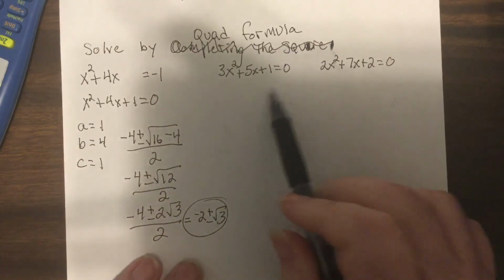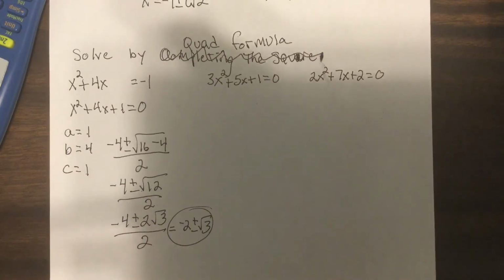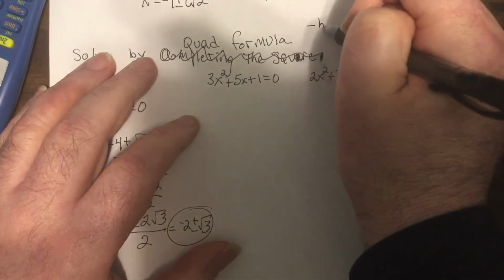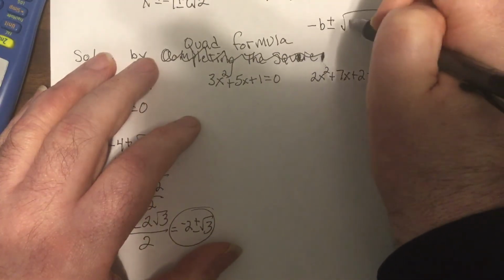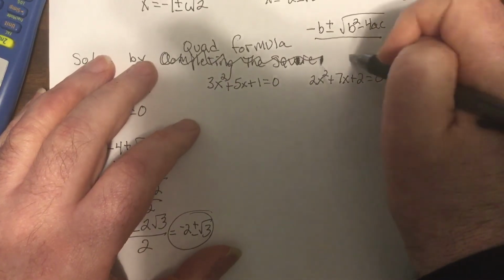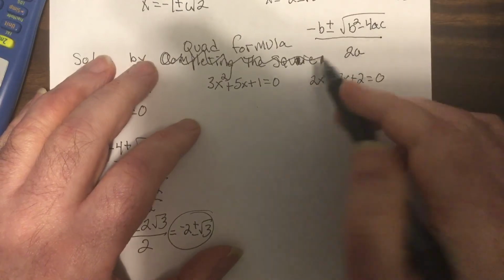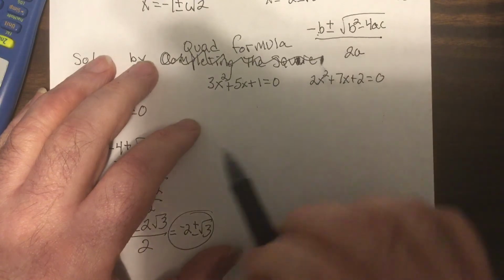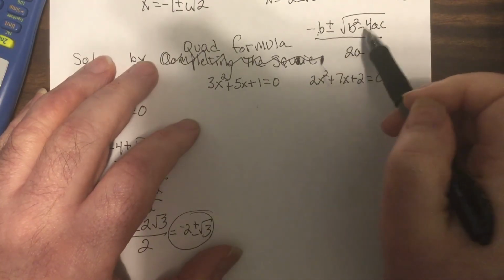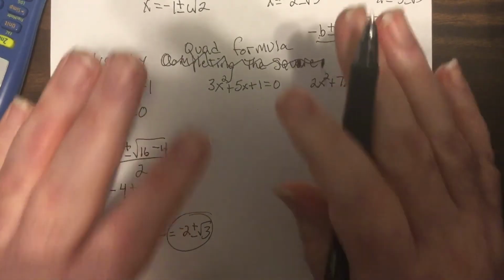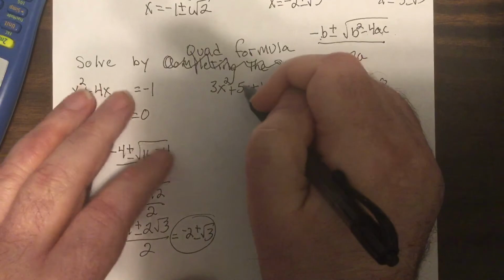So do these two for me right now, solved by quadratic formula. Okay, good. I hope you turn me back on. Remember quadratic formula, negative b plus or minus the square root of b squared minus 4ac all over 2a. Yo, yo, yo, it's negative b plus or minus square root, b squared minus 4ac, all over 2a. So it's just plug and chug.